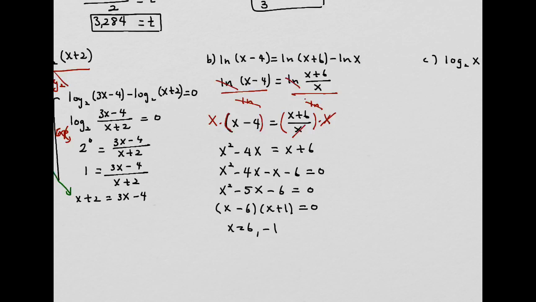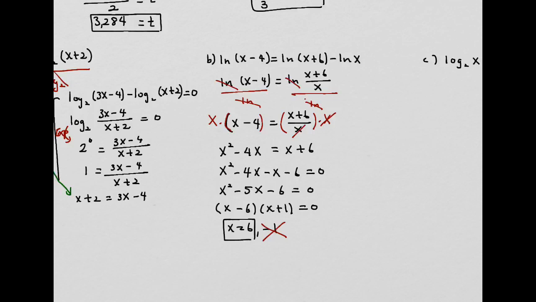And before you circle or verify that both will be your solution, you need to check them, right? So when you're checking, 6 minus 4 is positive. 6 plus 6, positive. Then 6 is positive. So 6 is okay. What about negative 1? Negative 1 minus 4 is going to become negative 5, where you cannot have a negative in the argument of the log. Same thing with this one, ln of negative 1, that's a negative argument. So you cannot use negative 1 as a solution. The only solution you can use is positive 6.